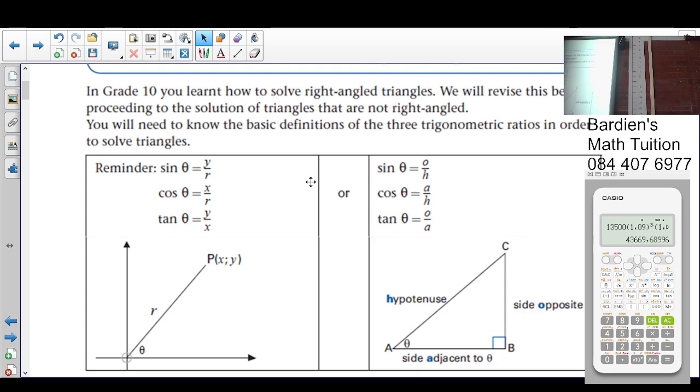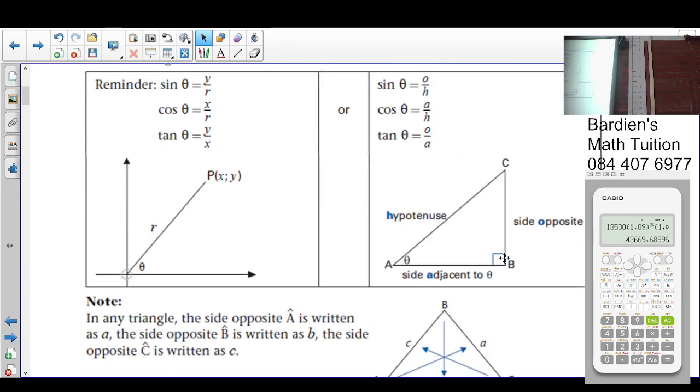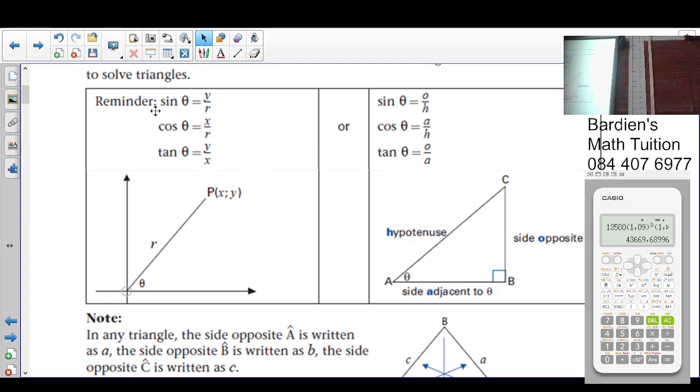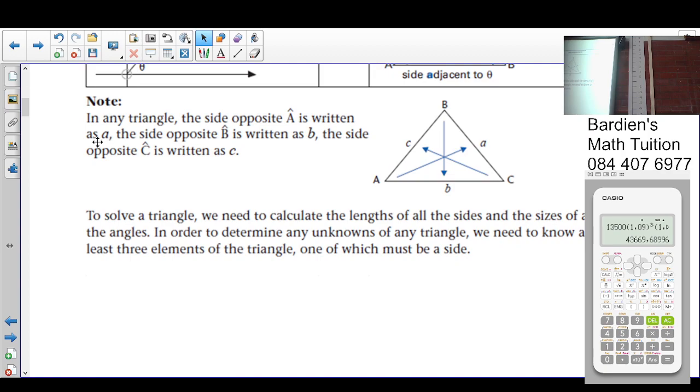You will need to know the basic definitions of the three trigonometric ratios in order to solve triangles. If the triangle is a right angle triangle, then we use sine, cosine, tan, as well as the area of a triangle, which is a half base times perpendicular. Here we know that sine is opposite over hypotenuse. Otherwise, x, y, and r can also be used.